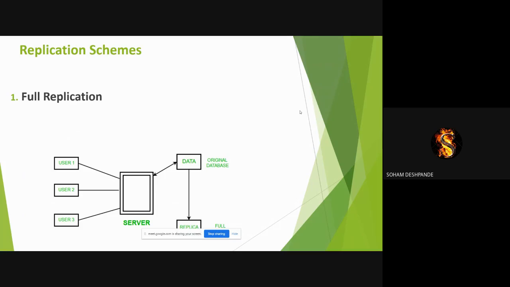Replication schemes. There are three replication schemes: full replication, no replication, and partial replication. Full replication. The most extreme case is replication of the whole database at every site in the distributed system. This will improve the availability of the system because the system can continue to operate as long as at least one site is up.